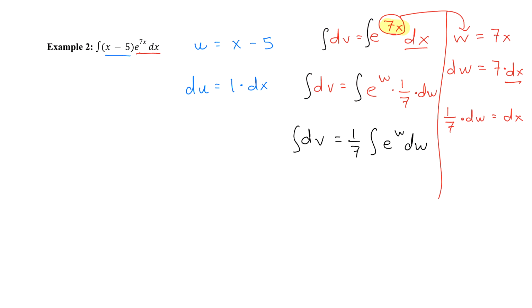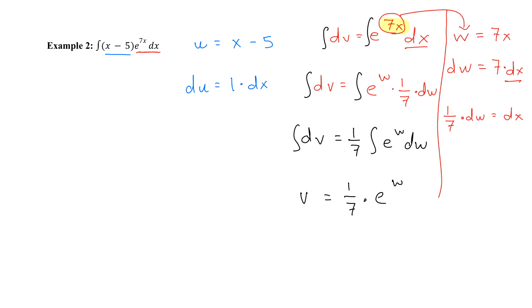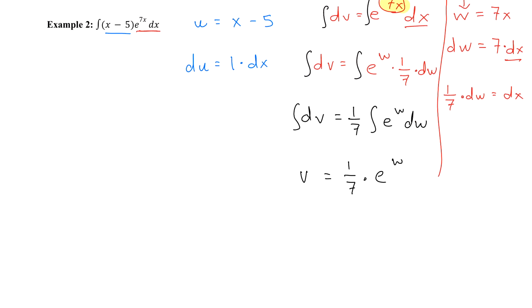So the antiderivative of dv, or 1 times dv, that left-hand side gets us v, which is what we wanted. 1 over 7 is a constant multiple, so that comes down. 1 over 7 times the antiderivative of e to the w is e to the w power. And then finally, my last step is, okay, we can go ahead and take our w, which is 7x, plug that back in. So v is equal to 1 over 7 times e to the 7x power.